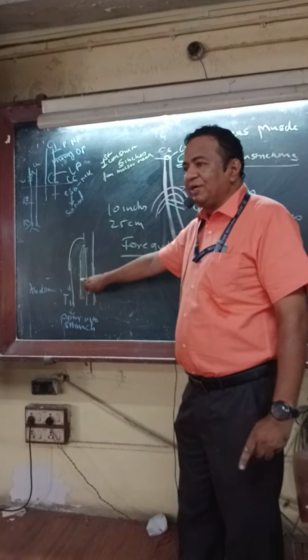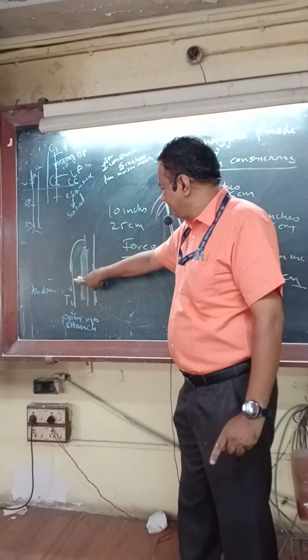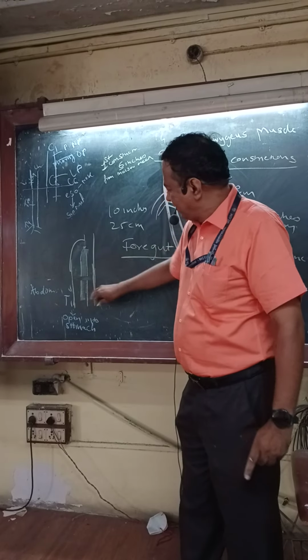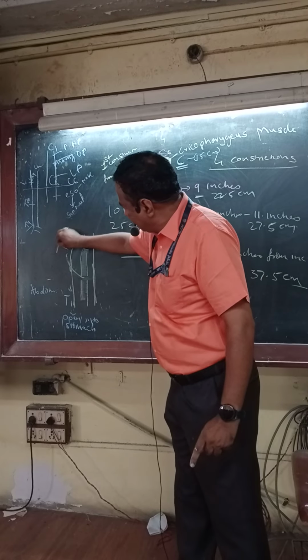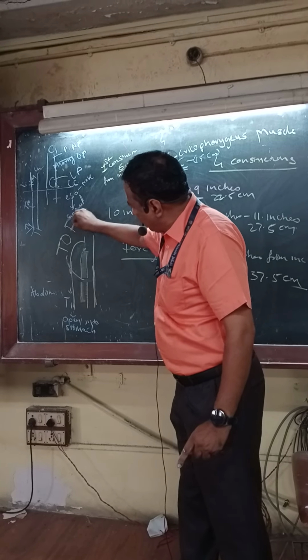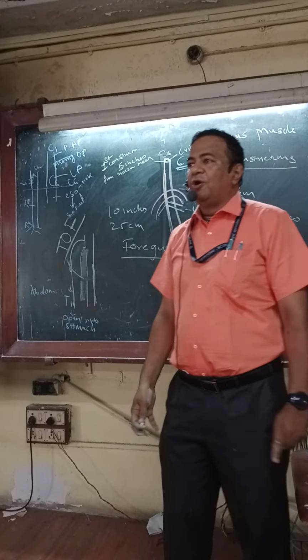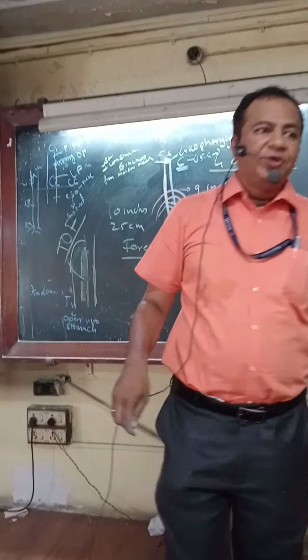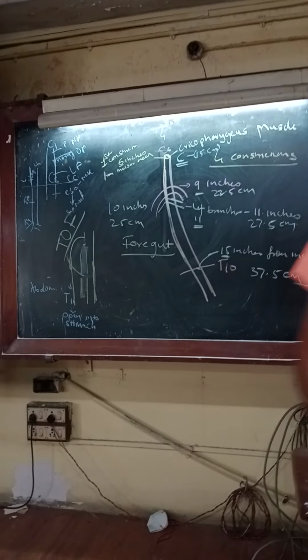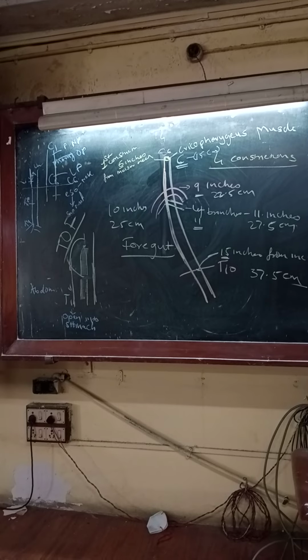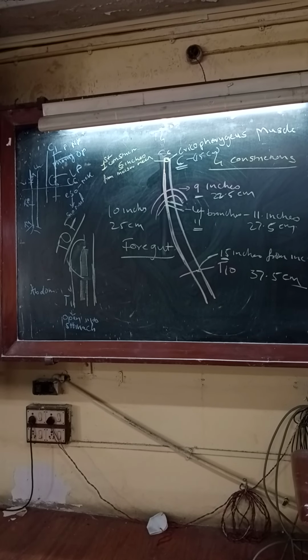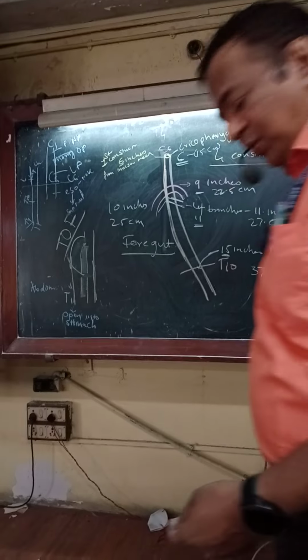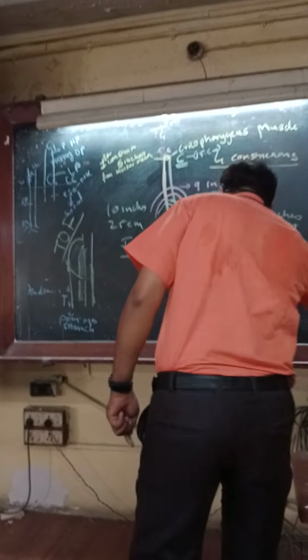If the septum does not develop properly, it results in TOF, tracheoesophageal fistula, and you will see the varieties in that.